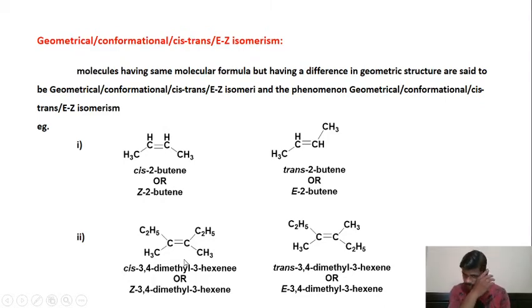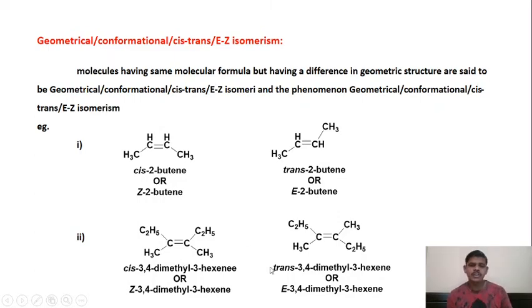Now in trans, one C2H5 group is coming towards you and the other C2H5 is coming towards me. One CH3 group is towards you, one CH3 group is towards me. So this is trans alignment. Cis means both are on the same side, and trans means one is on one side and the other is on the other side. So one is on your side and another is on my side, whether C2H5 or CH3 group.